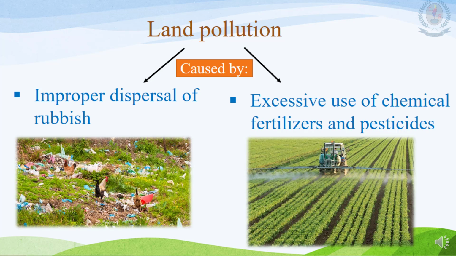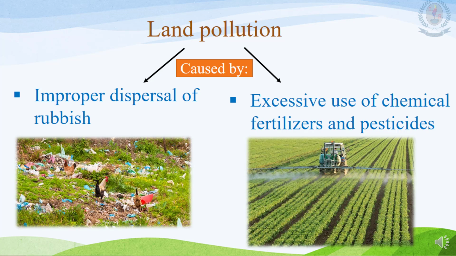We can identify two major causes of land pollution. The first one is improper dispersal of rubbish. So children, when rubbish is disposed of in an improper way, toxic substances in some rubbish and non-biodegradable waste, that means the waste which cannot be broken down by decomposers, make the soil unsuitable for plant growth.